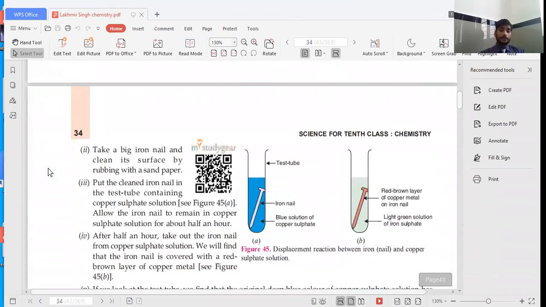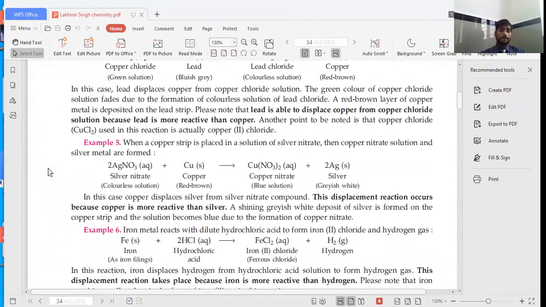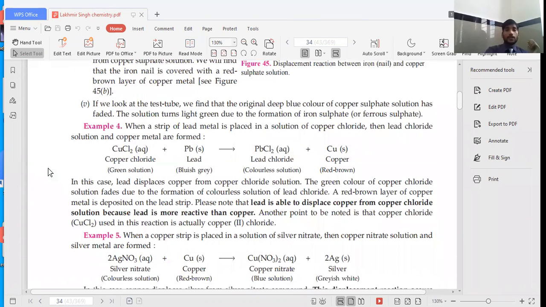Let's move further. Here are a few other examples. Copper 2 chloride, having a green solution. When we put a bluish gray metal, that is lead, a colorless solution of lead chloride will be formed, plus red brown metal copper will be deposited. Listen carefully, students. All those reactions in which any change in color, any evolution of gas, or any change in heat is taking place become automatically important for your board examinations. All right.